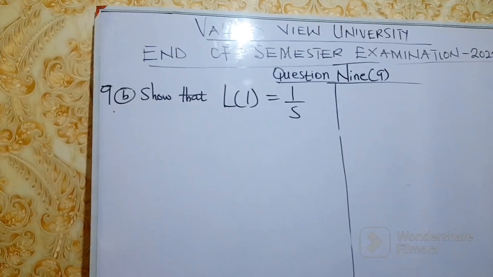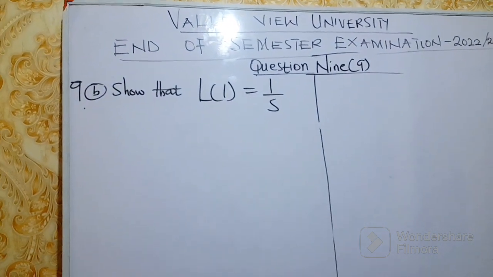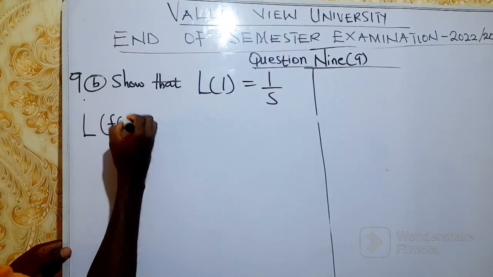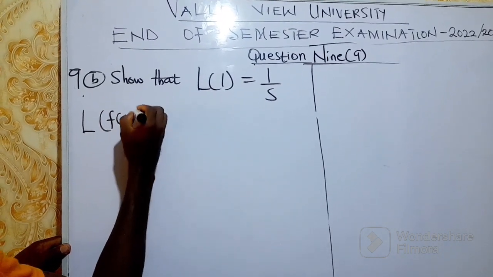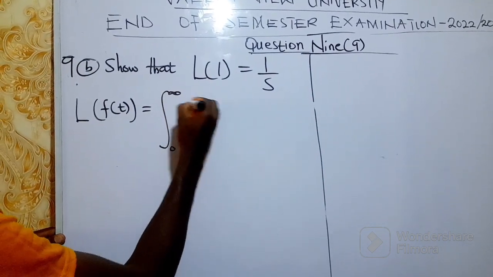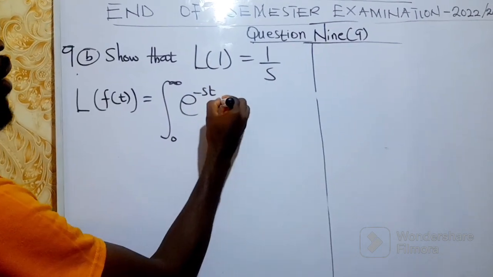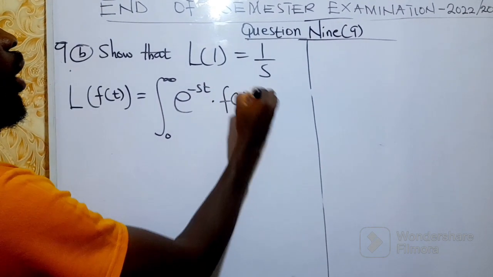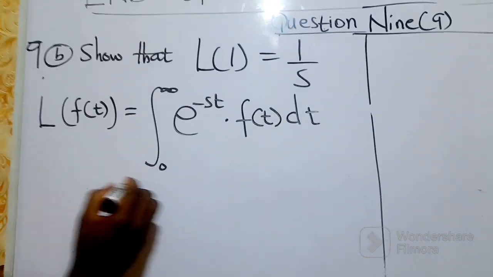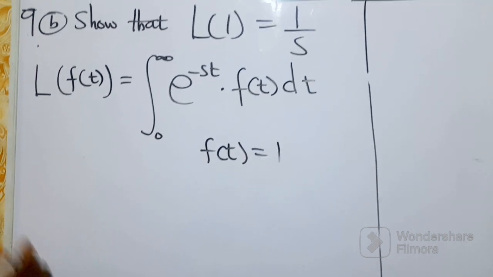So the B aspect says we should show that the Laplace of 1 is nothing but 1 over s. It's very true. Remember we said Laplace of any function f of t is equal to the integral from 0 to infinity of e exponent negative st times the function dt. So the function in this case is 1. So we can say our f of t here is 1. That's the Laplace of a constant.